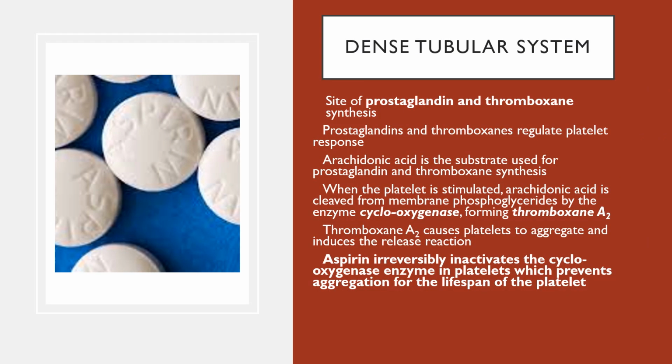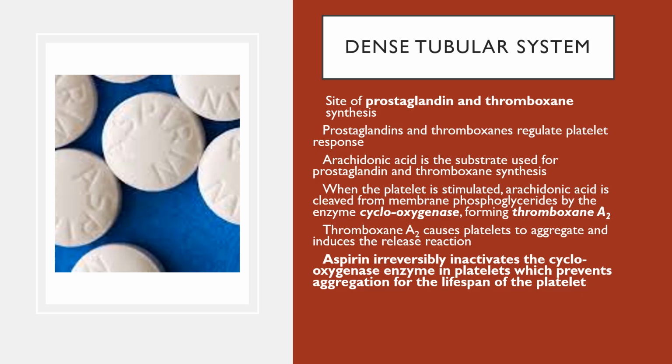The next thing I want to talk about is the dense tubular system. Now, there are a couple of hormones and chemical compounds that regulate platelet response. One of those is prostaglandin, and the other is thromboxane. And we have a substance called arachidonic acid, and that's a substance used for prostaglandin and thromboxane synthesis.